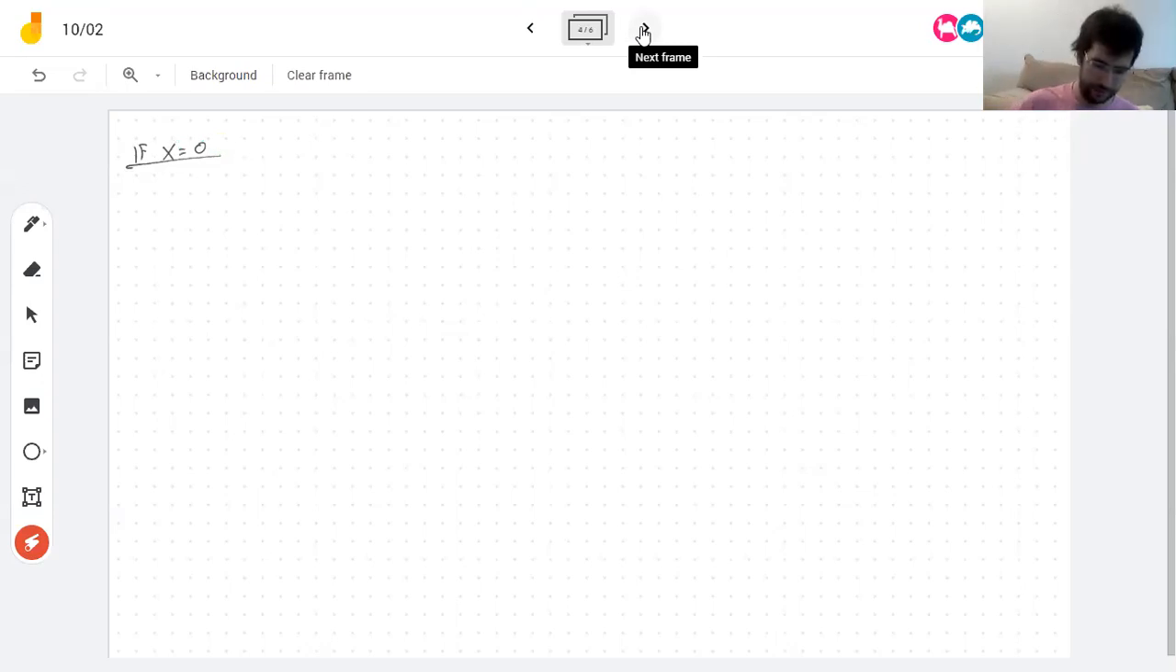So what happens for zero? Oh, I forgot. I'm trying to do the derivative of the absolute value when x equals zero. This means the same thing as f prime of zero.